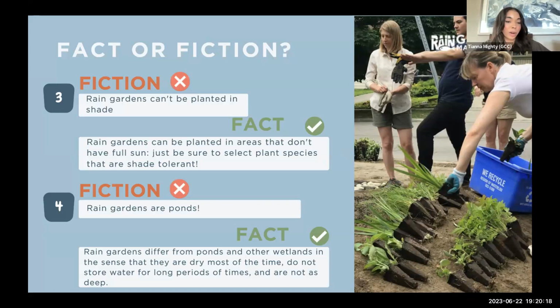And lastly, rain gardens are ponds. So rain gardens differ from ponds and other wetlands in the sense that they are dry most of the time. They don't store water for long periods of time, and they are not as deep. So hopefully this helped clear up some of the common myths about rain gardens for you guys.